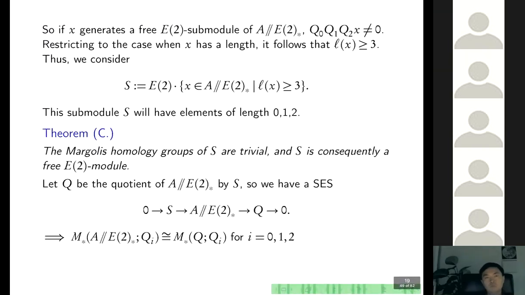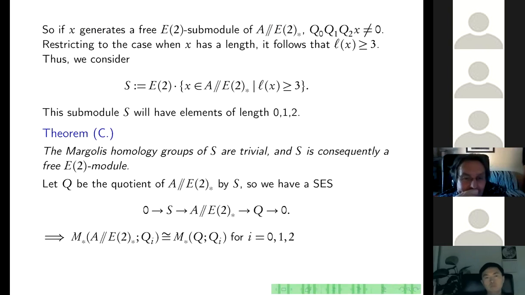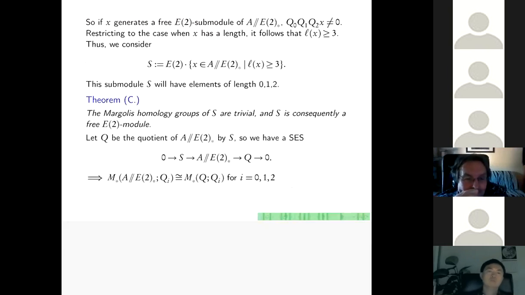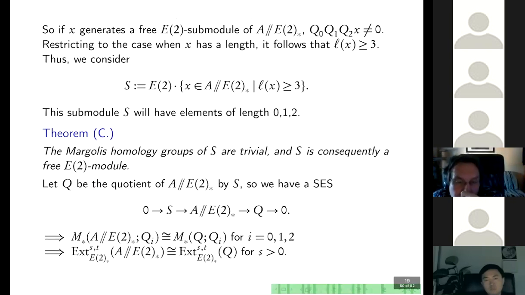Consequently, you can mod out by S and get a quotient Q, so I have the short exact sequence. Because the Margolis homology of S is trivial, the natural projection map induces an isomorphism in Margolis homology between A mod mod E2 dual and Q. That means in particular that the Ext groups for these two things are the same above the 0 line. So now what we want to do is study the Ext groups for Q. This is actually a really good move because Q is significantly smaller than A mod mod E2 dual.